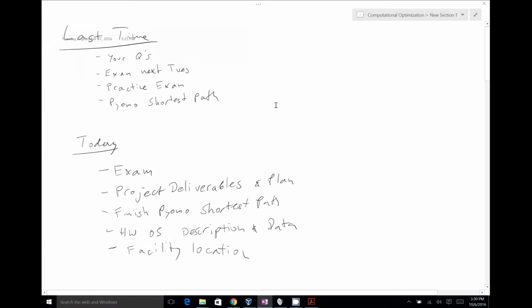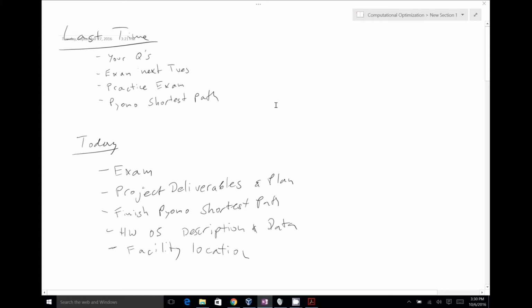So here's what we did last time. Of course, last time was the exam time, but the one before last time, we talked a little bit about the exam. We did the practice exam in class, and then we continued with discussing how to solve shortest path in Pyomo, but we didn't quite get through it. We saw how to define the objective function and get some printouts to make sure that Pyomo is doing what we want it to do, but we didn't get to actually solve the linear program and so forth. So here's the plan for today.